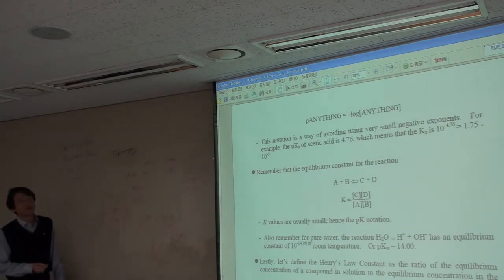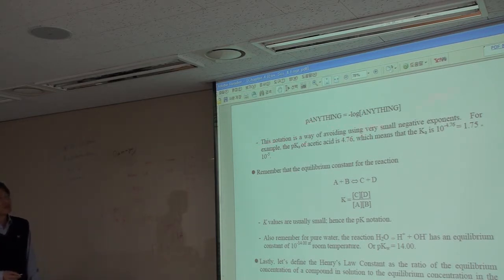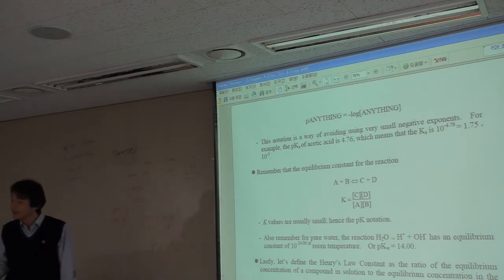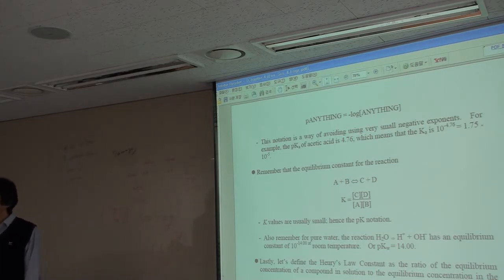So, if you put P in front of anything, you can have it just like this. This notation is a way of avoiding... Why do we want to use P? Because if you are using the concentration 10 to the minus 0 point something like that, it is a very long way. Right? So if you just put P, and P cancels out the 10, then you can have the right digits. That's why we want to use P here.